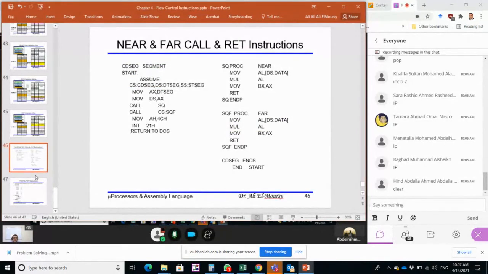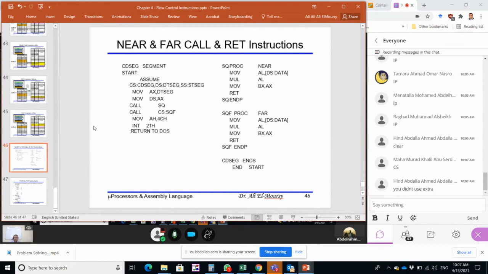Now, this is another code showing 2 types of calls. This is a near call, and this is how I can write a far call. Of course the far call here is stupid. Who can tell me why it is stupid? Stupid because it is actually using the CS as the target segment, so it didn't accomplish anything. What am I losing from using the far call here?